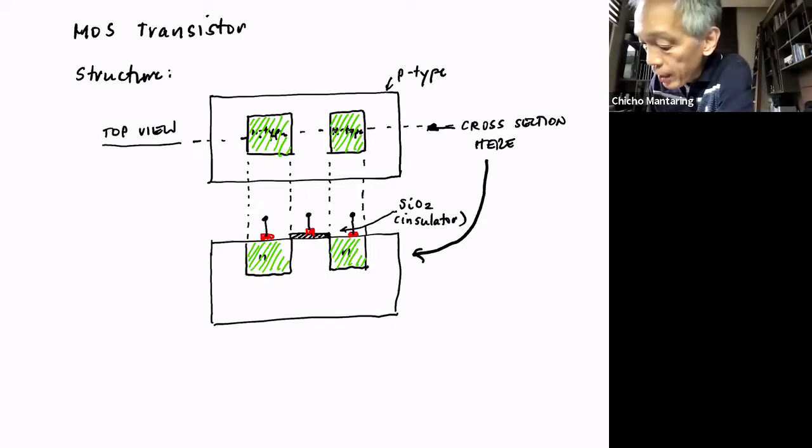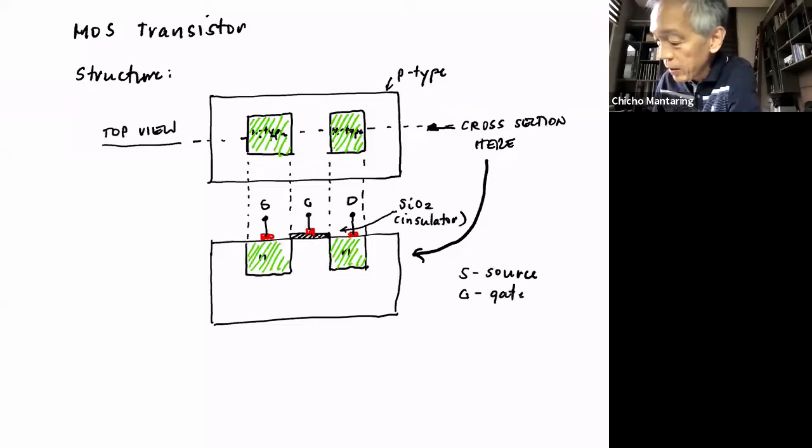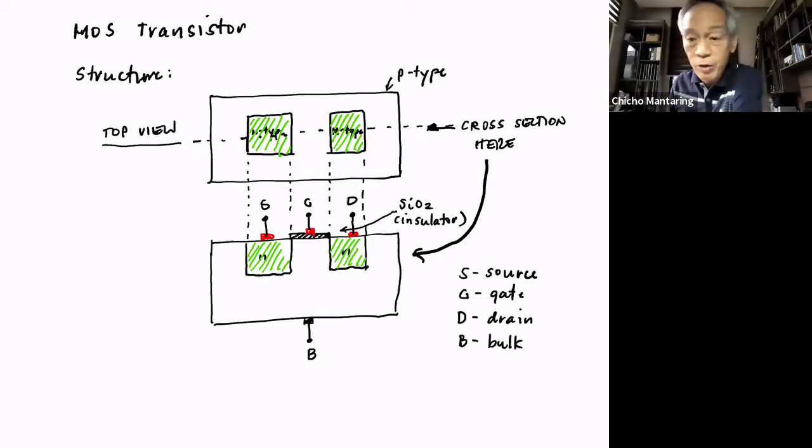Okay. This terminal I will call S. This terminal I will call G. And this terminal I will call D. S stands for source. G stands for gate. And D stands for drain. Okay. And then I'll have another terminal here, B, and B stands for bulk. That is the bulk of the semiconductor.